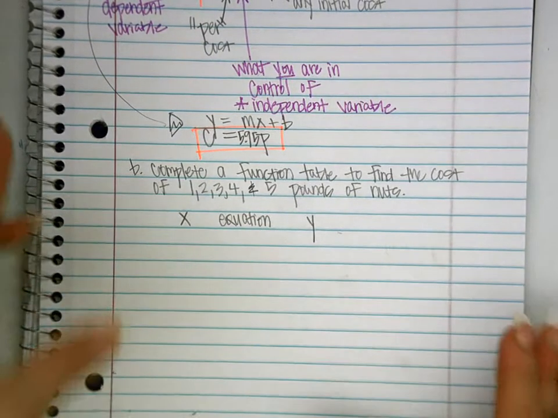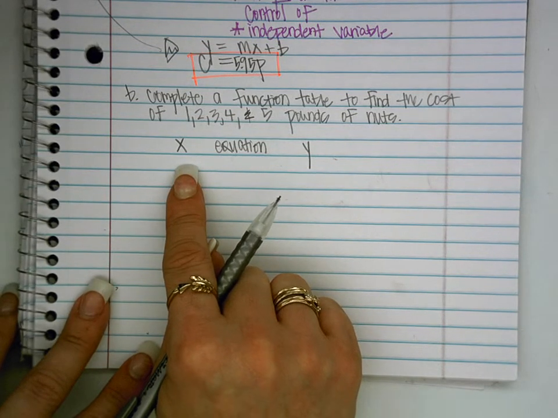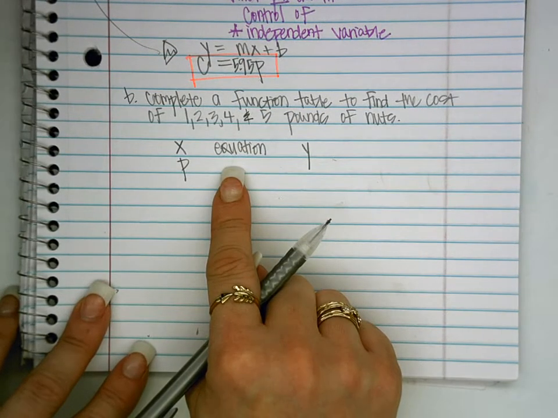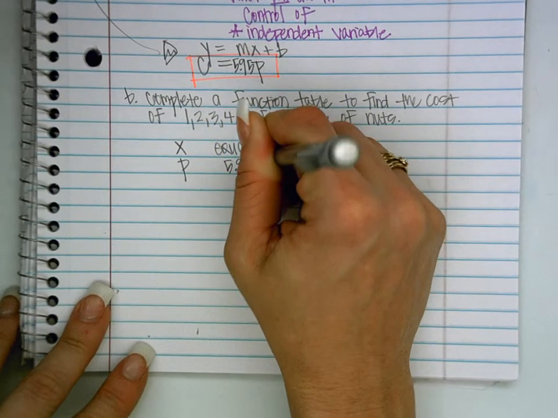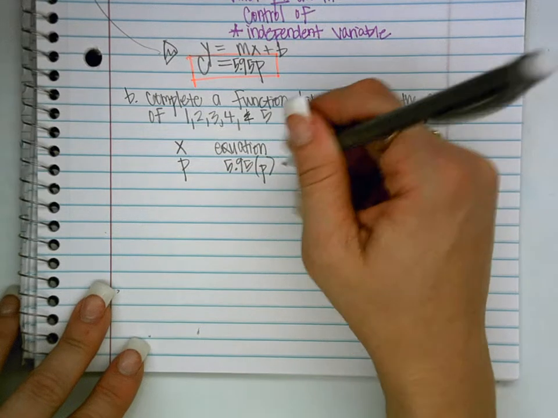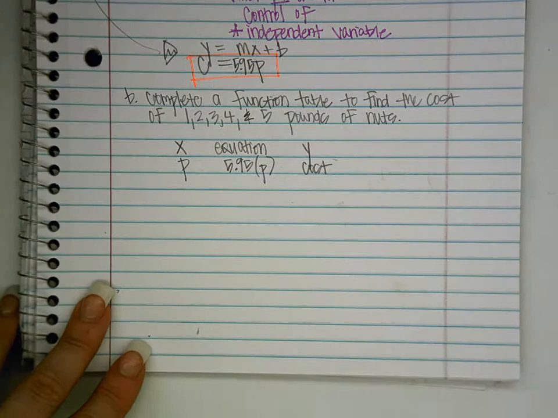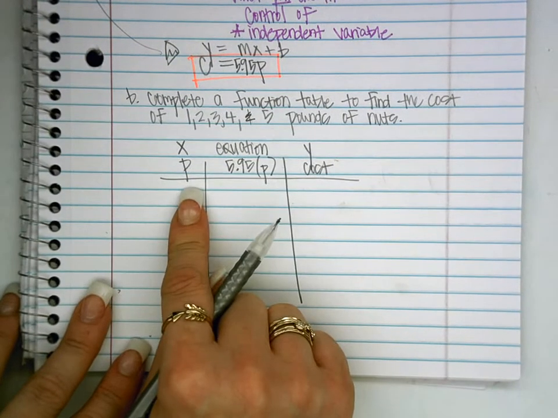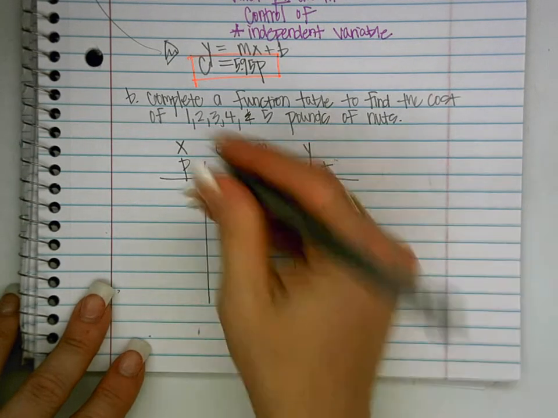Here, which is in the X part? The P or the C? Which one's in the X spot? The P. So number of pounds. What's the equation that we're plugging into? 5.95 times P. And your Y is your cost. Okay, now let's actually just plug things in. So what am I going to plug in for the different number of pounds I want to find? 1, 2, 3, 4, and 5.